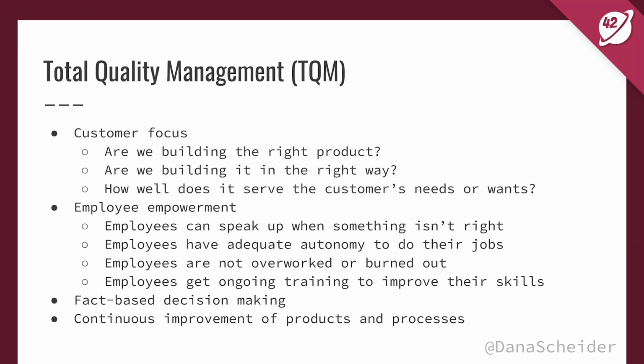Another dimension of TQM is employee empowerment. In TQM, everyone is responsible for quality and everyone is empowered to make decisions and to make interventions on behalf of quality. Employees can speak up when something isn't right without fear of retaliation or repercussions. Employees have adequate autonomy to do their jobs. If they feel that something needs to be done differently in the interest of quality, they should be able to do that without too much red tape.